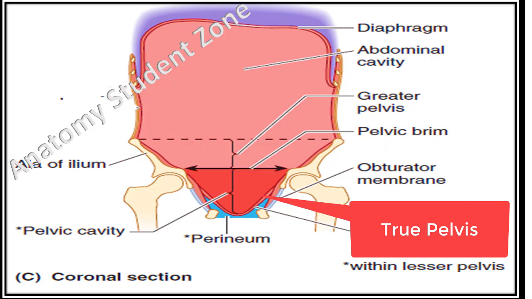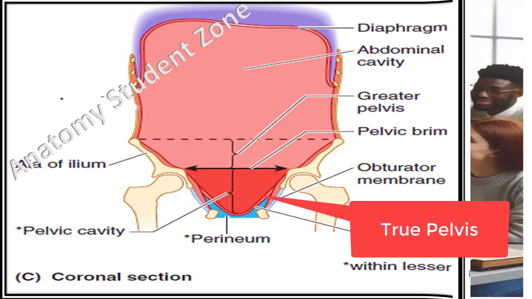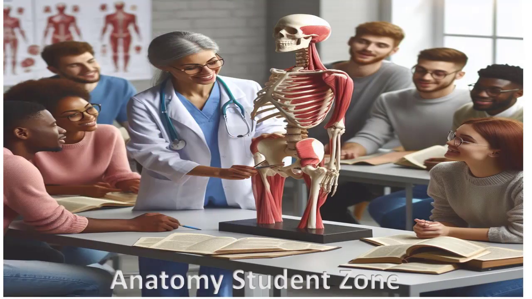Now I will tell you the answer to another question that was left: why do we name the lesser pelvis the true pelvis? We name the lesser pelvis the true pelvis because it is a true passage that forms the birth canal, and it also contains the true pelvic viscera like the uterus, prostate and the bladder.